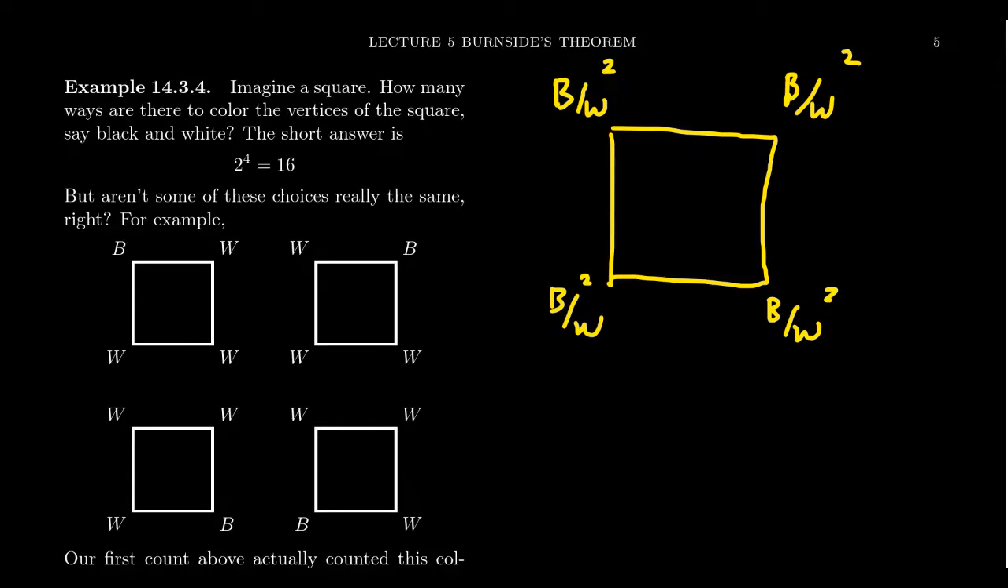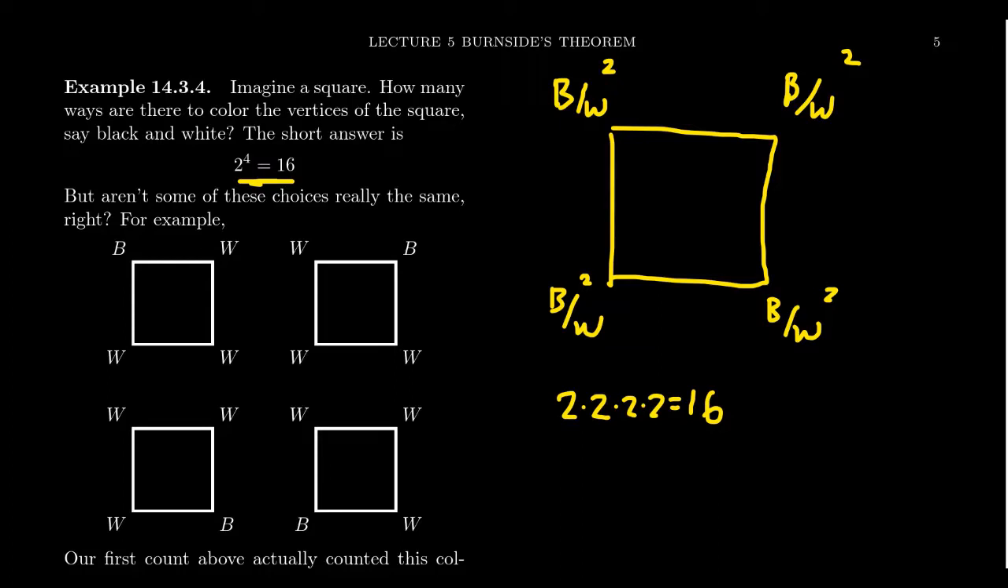So the counting principle in play here is that if these decisions are made independent of each other, which they are, since coloring one vertex doesn't affect the other, you're going to get 2 times 2 times 2 times 2, which is equal to 16. There are 16 ways to color that square.